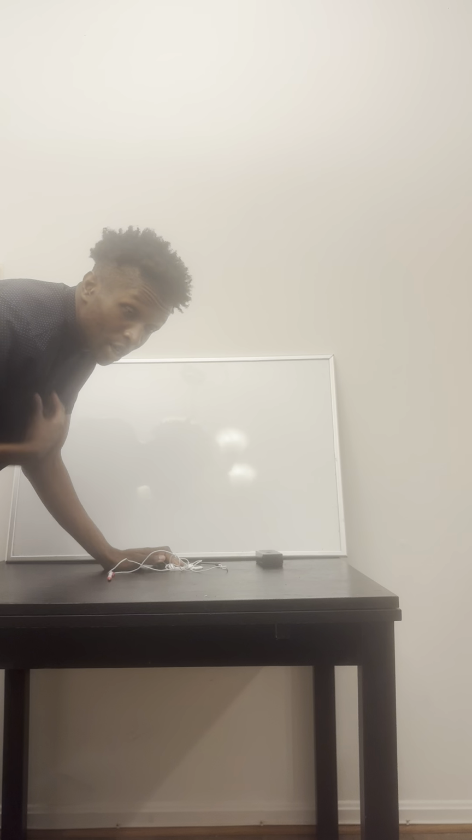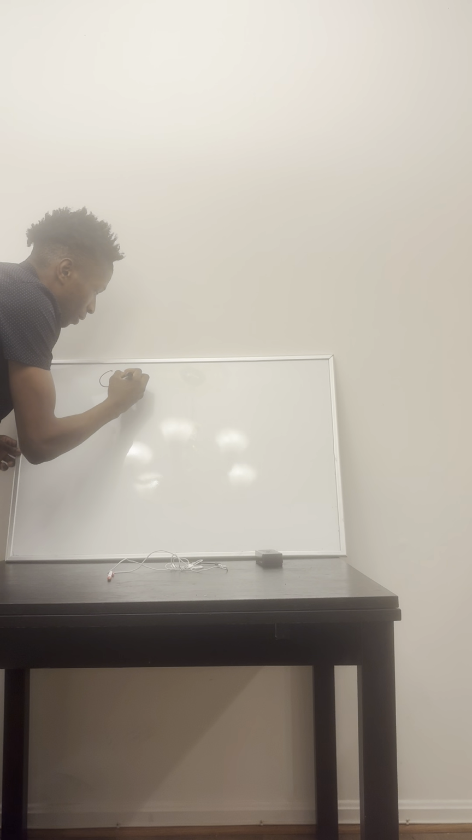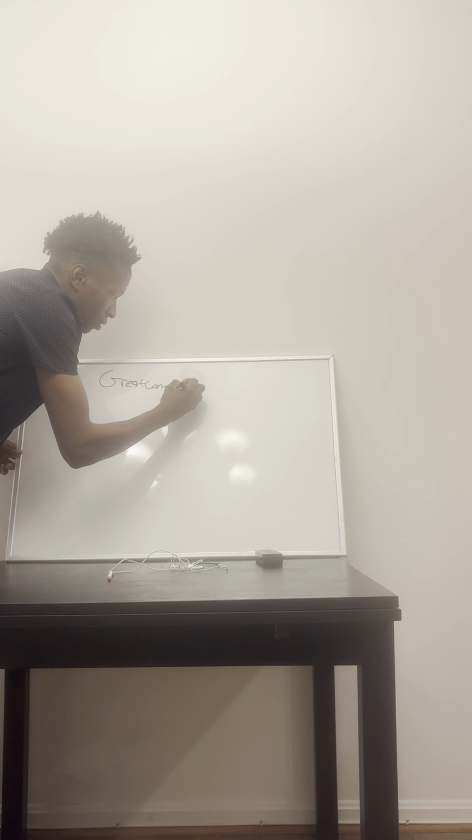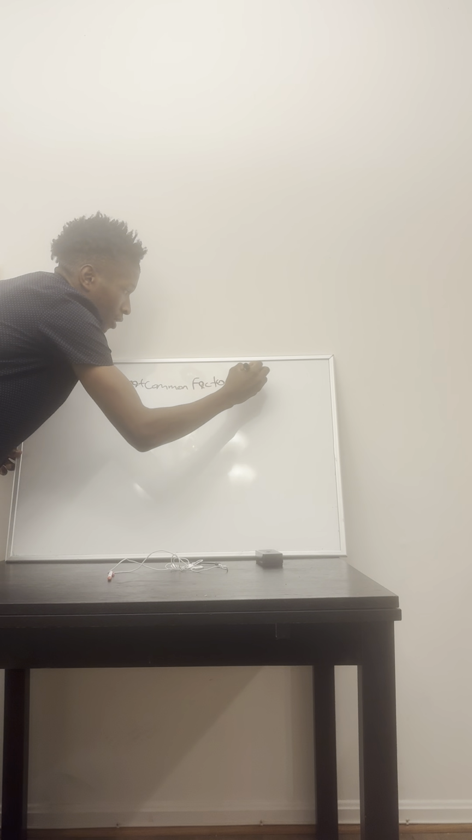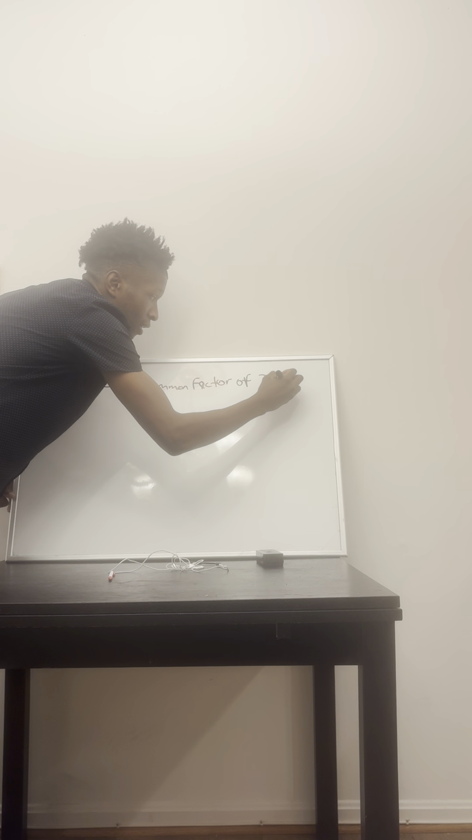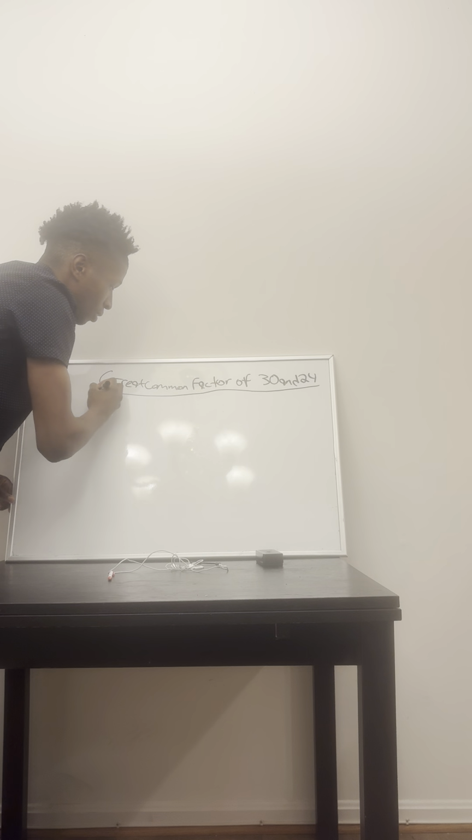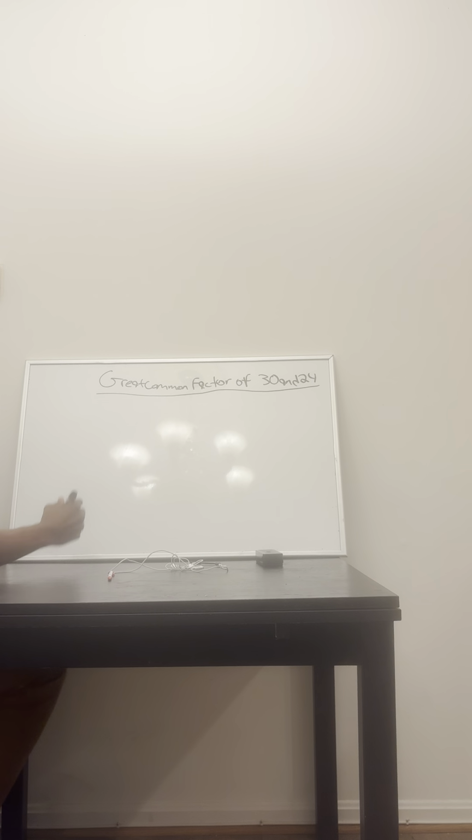My name is Rashid Toure, and today we're going to solve for the greatest common factor of 30 and 24. Our first step, we will find all the factors for 30. You guys are going to help me find the factors.